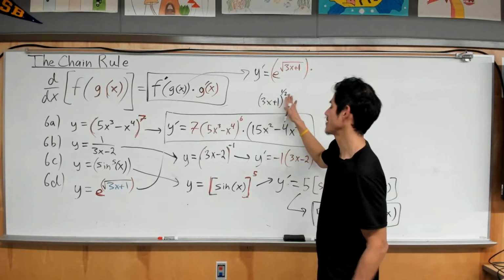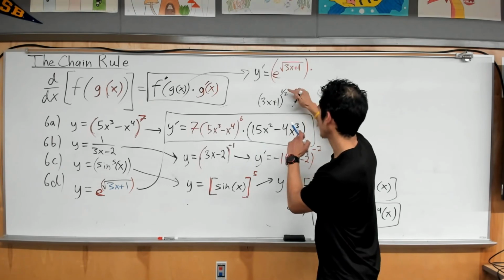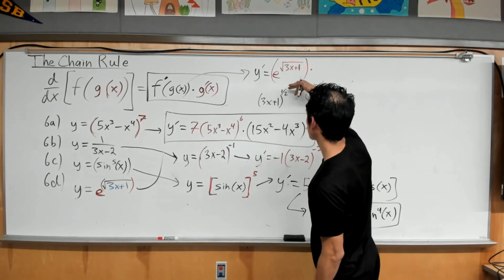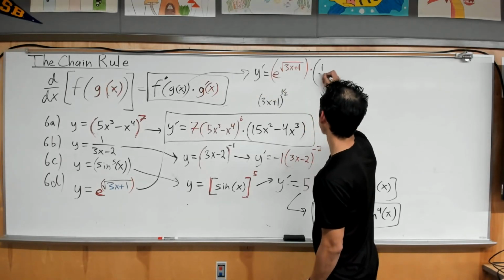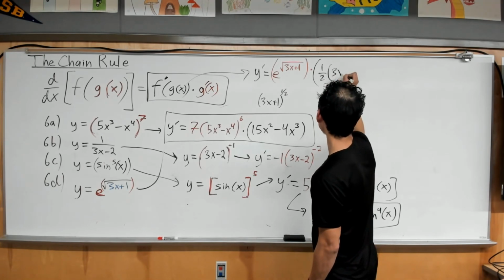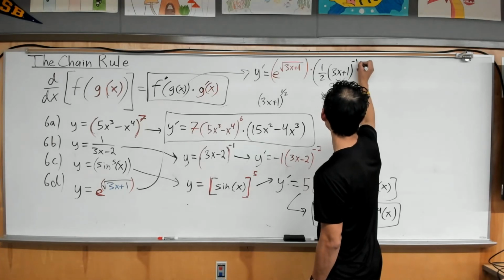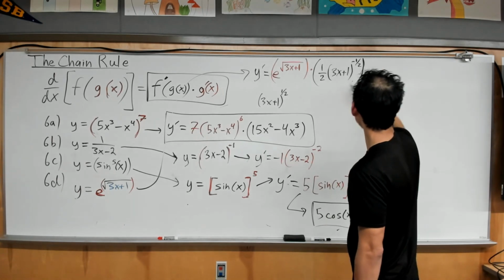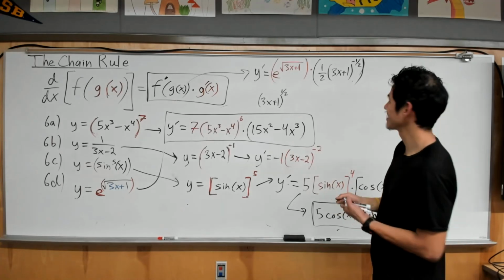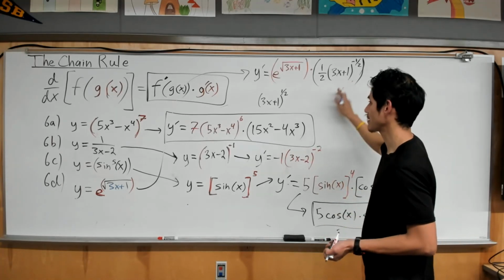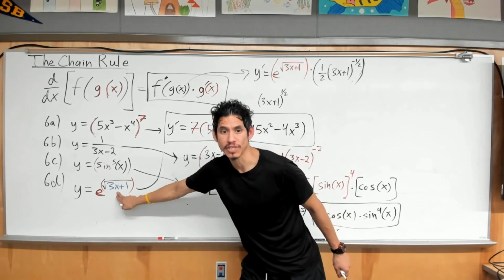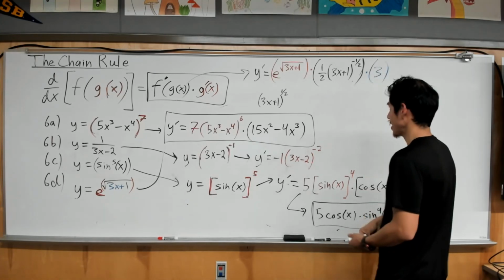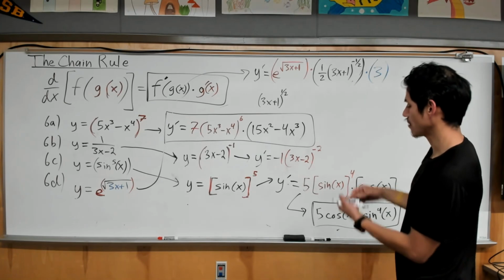If I took the derivative of this, only focusing on the power, I would have 1/2 times 3x plus 1 to the negative 1/2 power. And parentheses are your friend in these cases. Now all that is left is to multiply by the derivative of the blue, the 3x plus 1, which is just 3. Let me clean this all up.